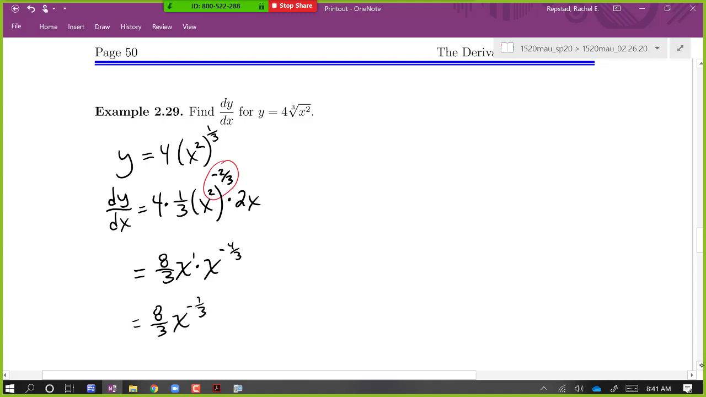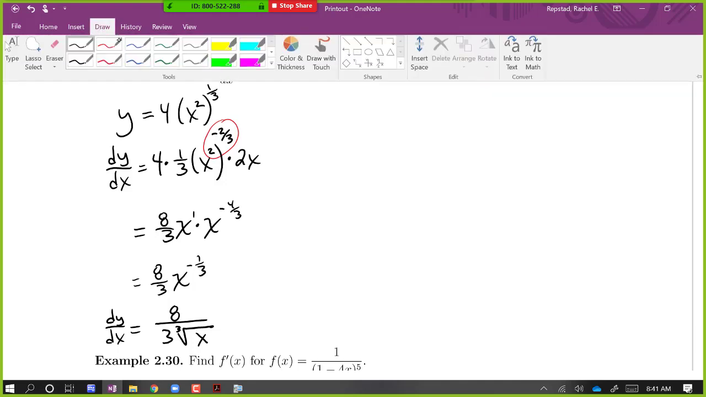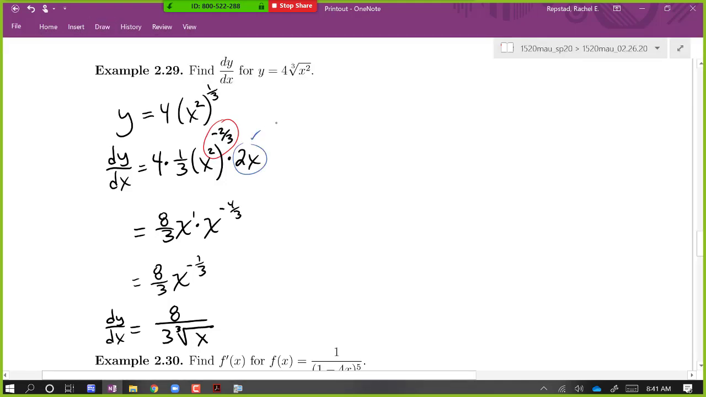And then if we use radical notation like they did in the problem, we could call this 8/3 times the cube root of x. Doable, right? Took several steps, but nothing too hairy. We just have to be mindful of our rules of exponents. Remember to apply the chain rule here.